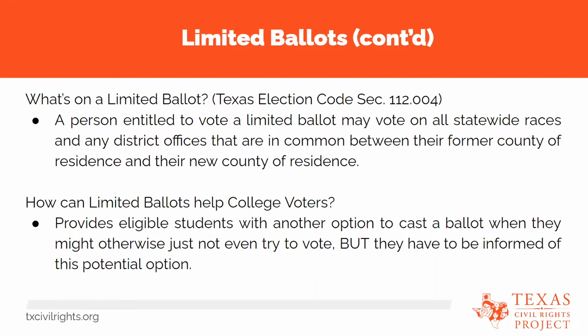So obviously that means statewide races like governor, lieutenant governor, railroad commissioner, all of those statewide races. And then any district offices that are in common between where they used to live and where they live now. For instance, Texas has 31 state Senate districts. Obviously many of those districts are going to cross county lines. So if you move from one county to another county within the same state Senate district, you could vote on that race.